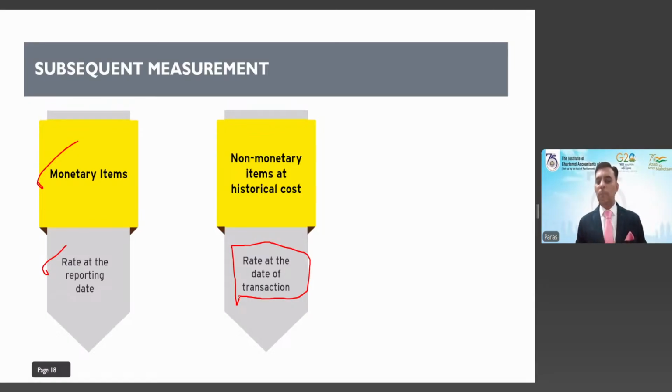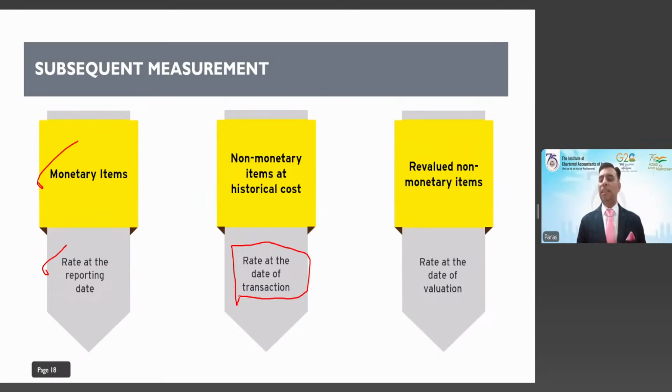Now on 31st March 2025, you are not required to do anything. Why? Because the standard does not want to restate the non-monetary items. But there is a catch here. Ind AS 21 does not require you to restate the non-monetary items, but it is quite possible that you can do the revaluation as per the provisions of Ind AS 16.